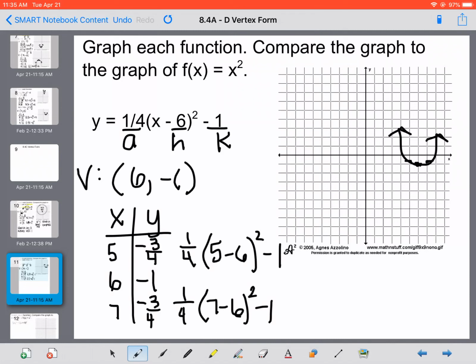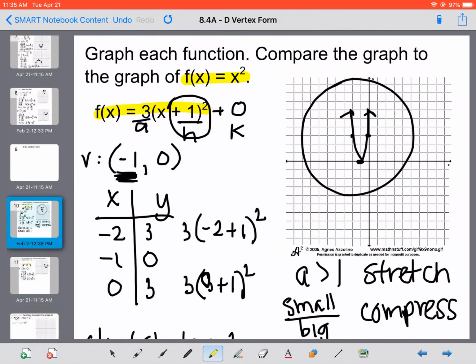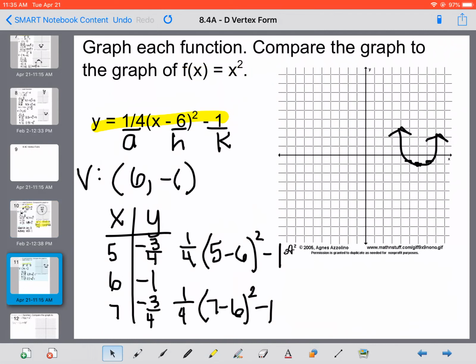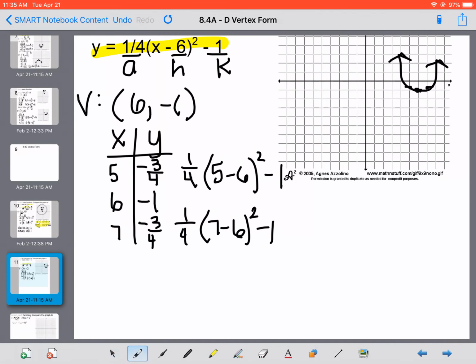So now we need to compare it. So we're looking at our a, h, and our k values. So our a is 1/4. Well, if you remember from here, if a is 1/4, that's a smaller number. 1 is smaller than 4. So we have a small number over a big number, which means I am compressing. So on this problem, I would say that we are compressing by 1/4.